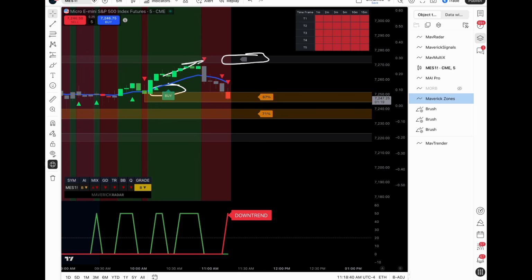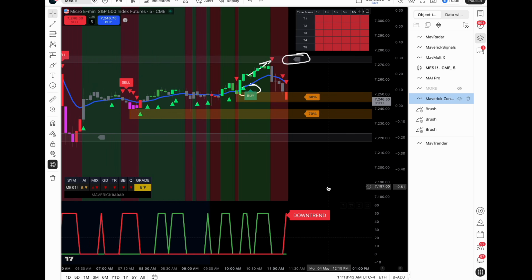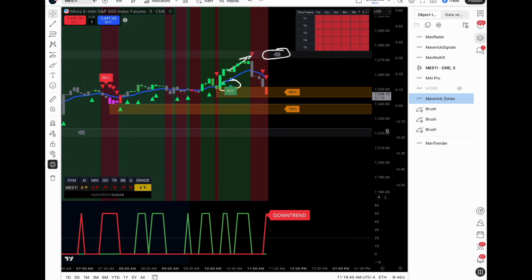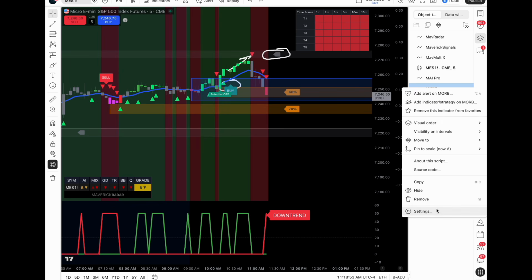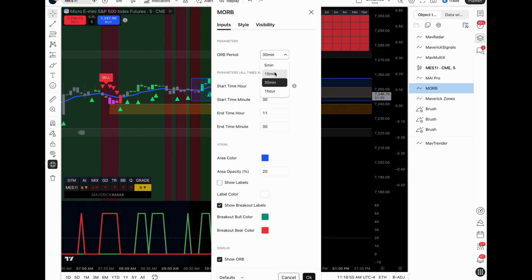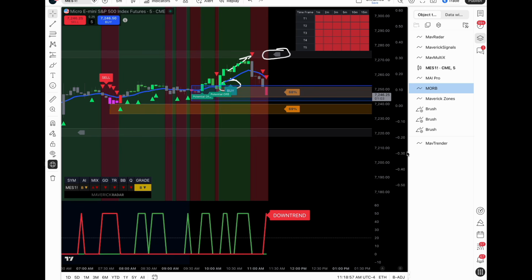Actually, I want to wait. You guys know I sit on my hands the first minute and the last minute of a 5-minute candle. What does your ORB look like? If you were going to trade the opening range breakout, let's go 15 minutes.